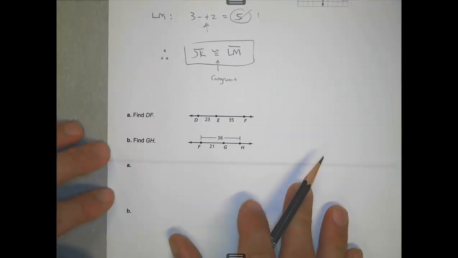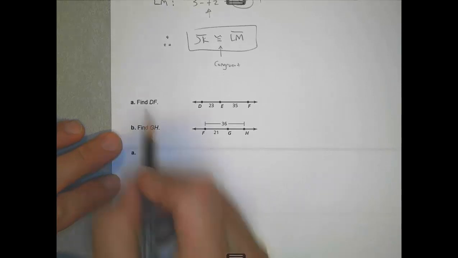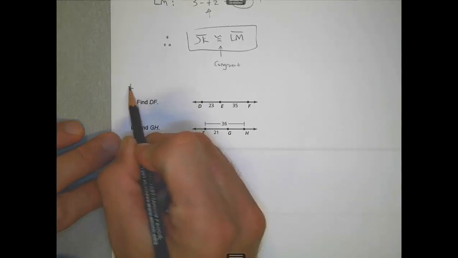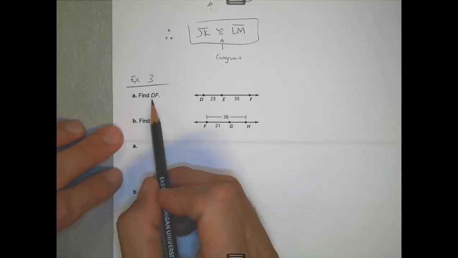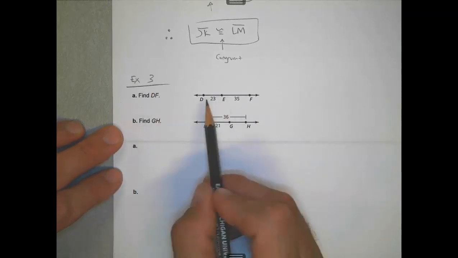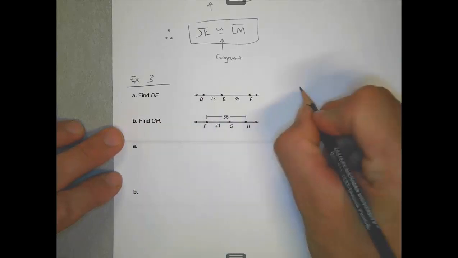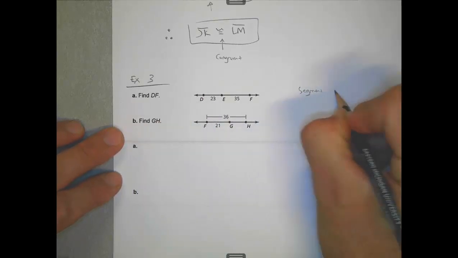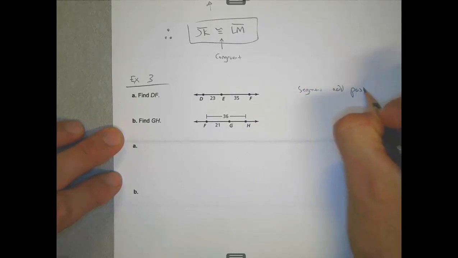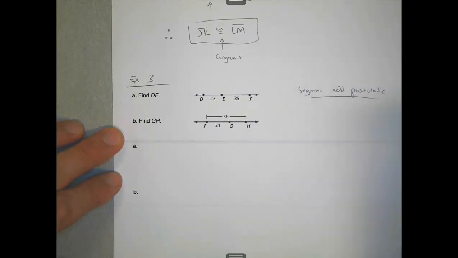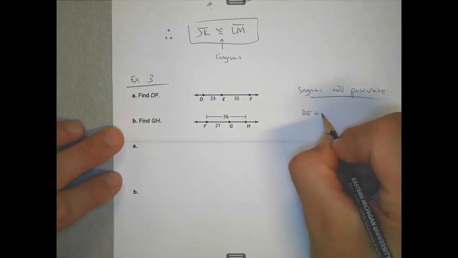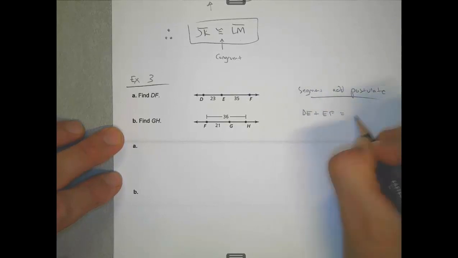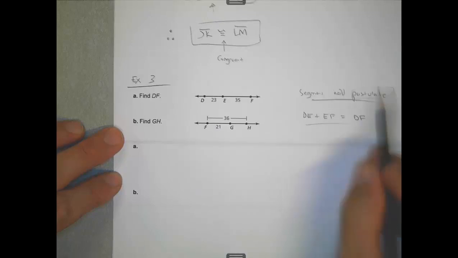All right, let's try another example here. Example 2, I didn't really label this. Actually, let's call this example 3. All right. Example 3 says find the distance from D to F. The distance from D to F, now we're using the segment addition postulate. Okay, the segment addition postulate just says that the length from D to E plus the length from E to F equals the length from D to F. That is the segment addition postulate. It's very simple. Postulates, by the way, are simple.